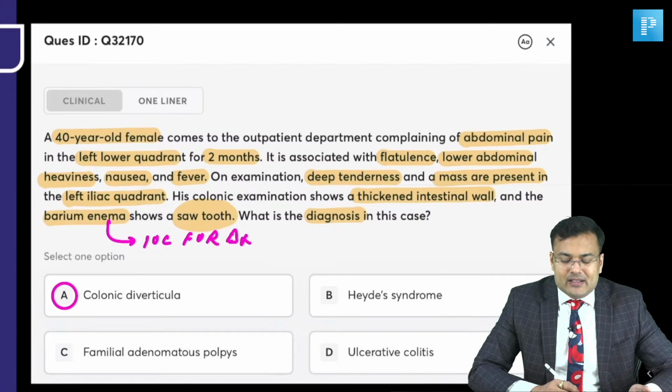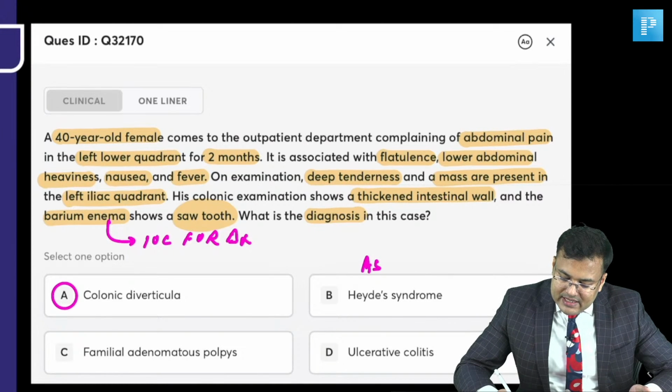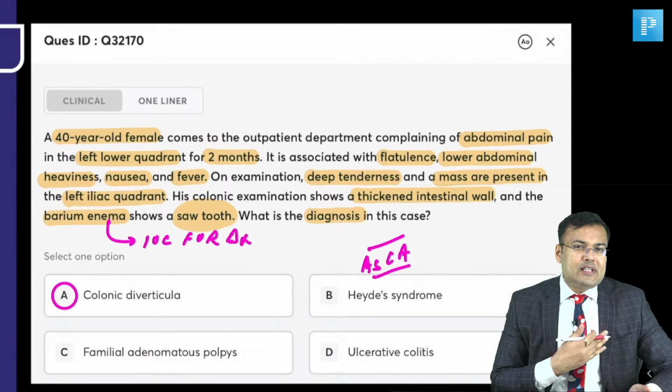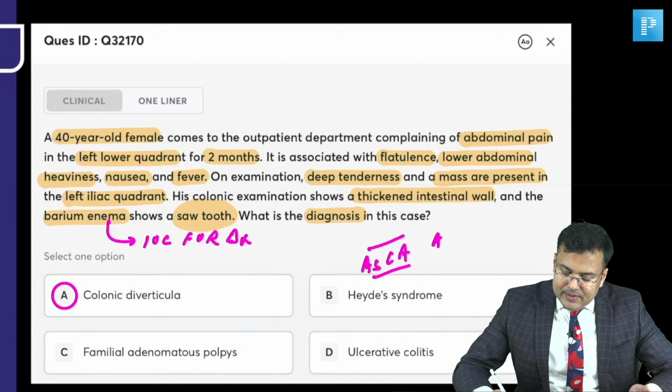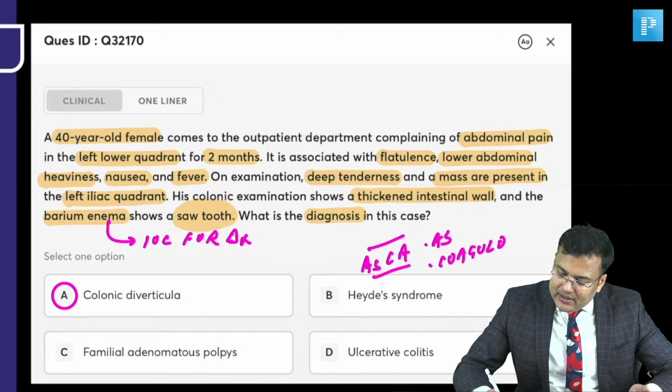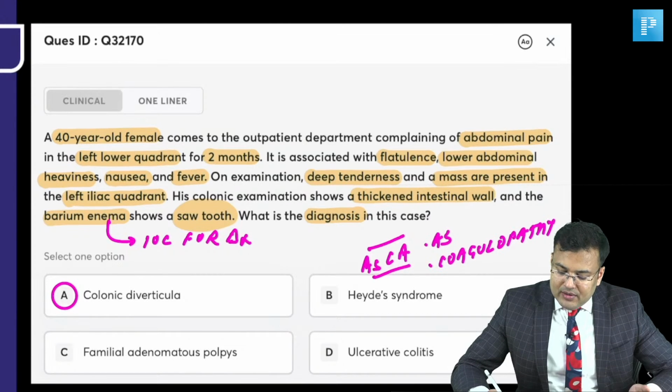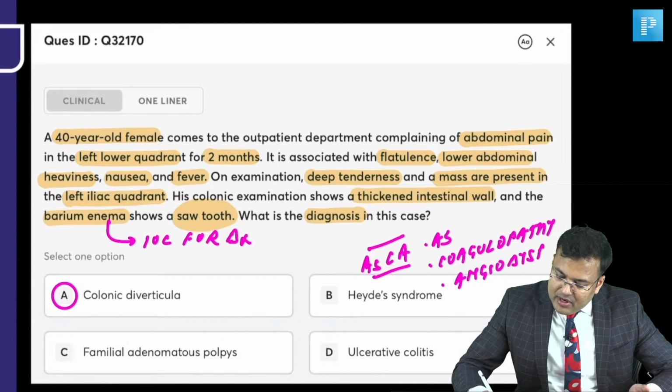Somebody marked Heyde's syndrome. Guys, what is the problem in Heyde's syndrome? How to remember? In Heyde's syndrome, the patients are having aortic stenosis. There is acquired coagulopathy. And these patients are having angiodysplasia. And because of angiodysplasia, these patients are having anemia.